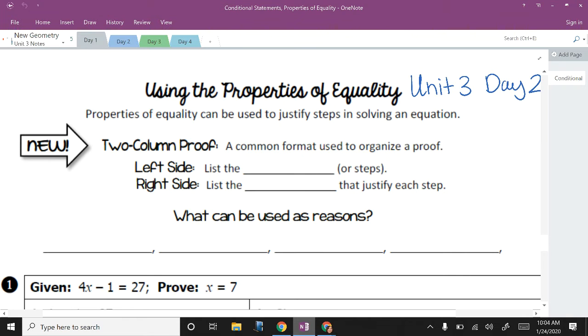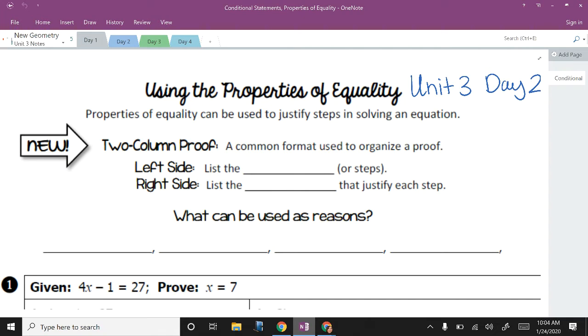All right, so this is Unit 3, Day 2. And we're going to actually start doing proofs today. So we're going to just dive into a big thing in geometry, but we're going to practice it using something more familiar to us, which is algebra. Okay? So we're going to do algebra, but we're going to learn how to structure a proof as we're doing some algebra. All right? So that's why we're starting with something familiar to us.